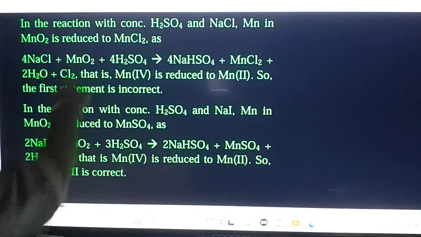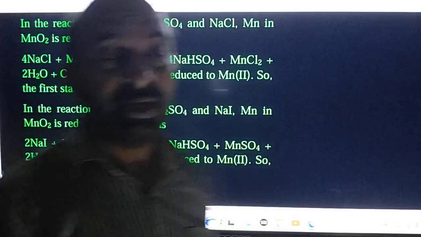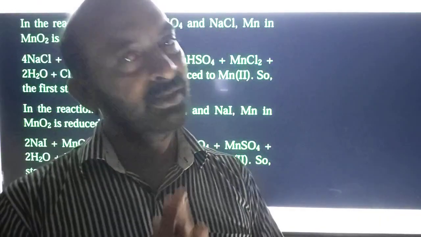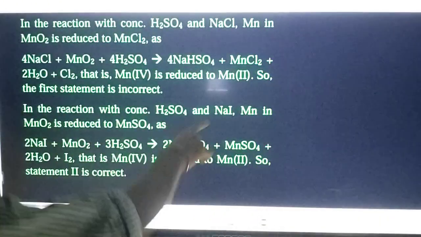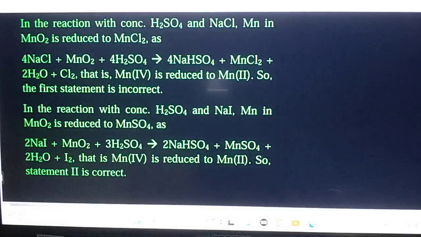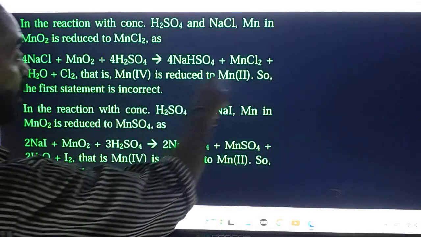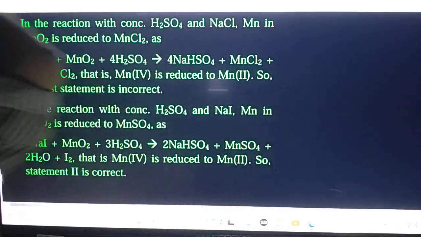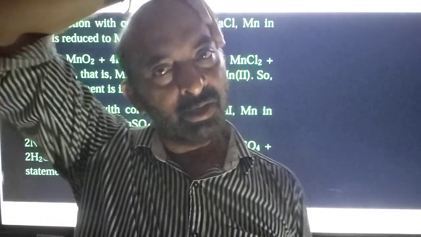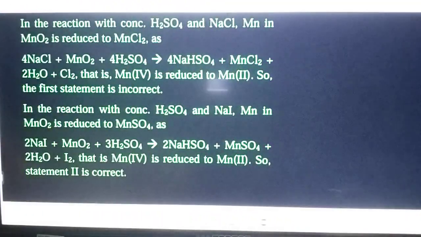So what happened to the oxidation state of manganese? See, in MnO2, Mn is in plus 4 oxidation state. And in MnCl2, it gets reduced to 2 plus, Mn2+. So Mn4+ is reduced to Mn2+. So the first statement is incorrect because it is not oxidation, it is reduction only. What about the next one?